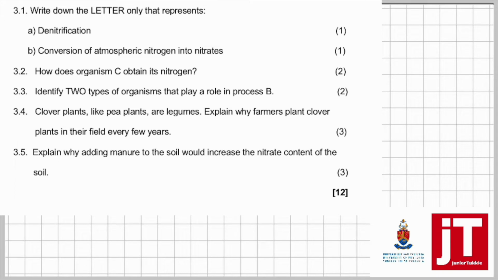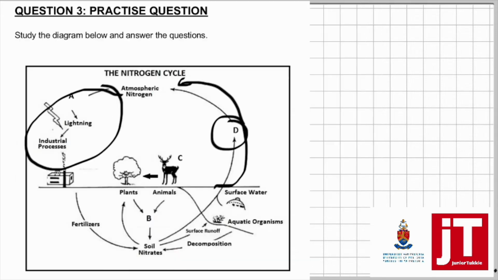Right, 3.2. How does organism C obtain its nitrogen? So let's go. Organism C is the animal. If you can see from the picture, the animal is going to eat the plant. And when the animal eats the plant, the animal will get the proteins from the plant through feeding.